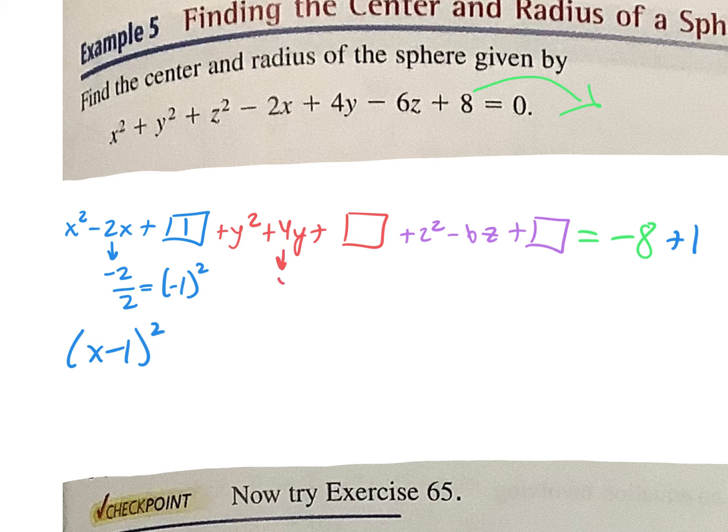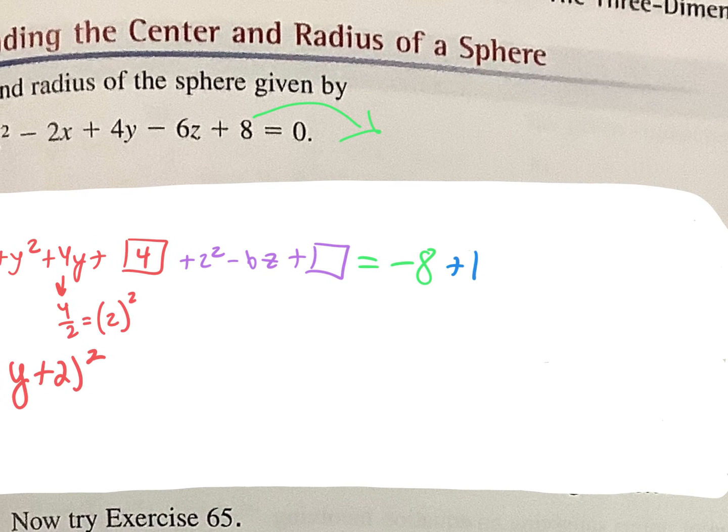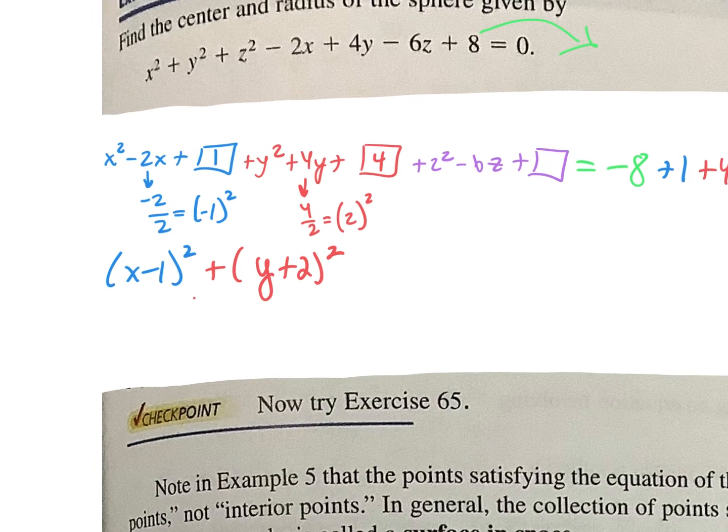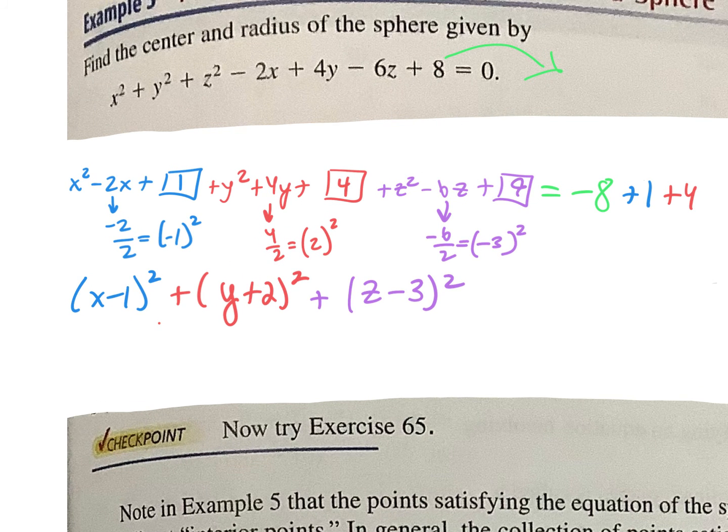So I'm going to use red. So I have 4 divided by 2 equals what? 2. So my second binomial is y plus 2 squared. Well, 2 squared is 4. So what I add to one side, I add to the other. So plus 4 over here. Everybody with me? And now I'll be in purple. So I have, bring down my negative 6, divide that by 2, I get what? Negative 3. So then I have z minus 3 squared. What is negative 3 squared? 9. I'm going to add 9 to both sides.